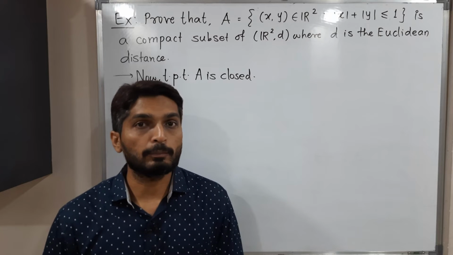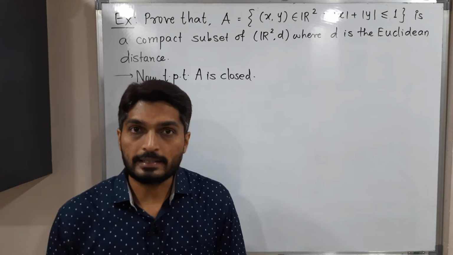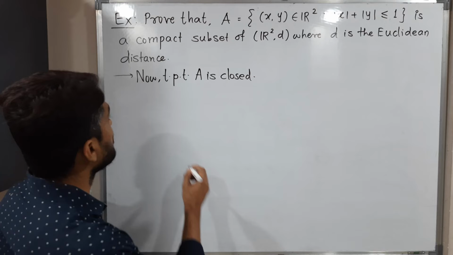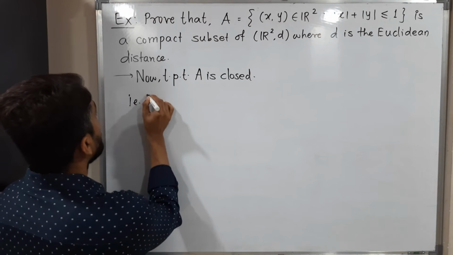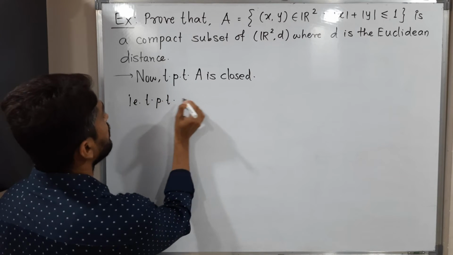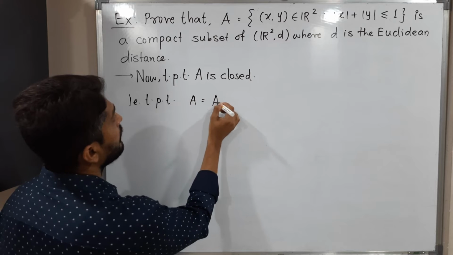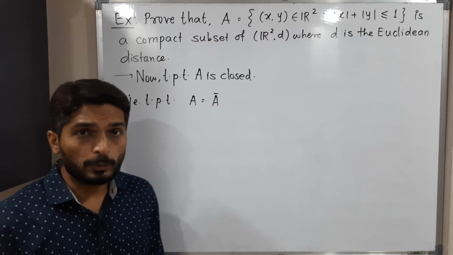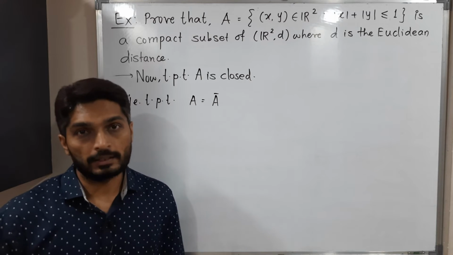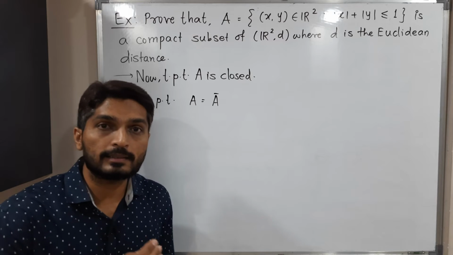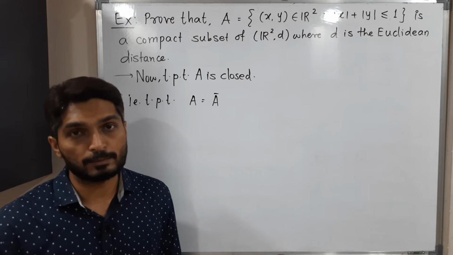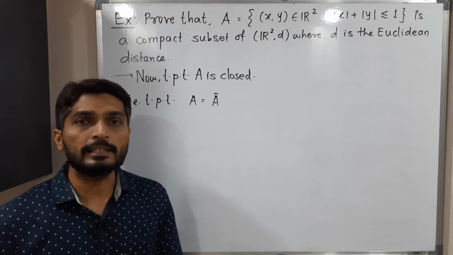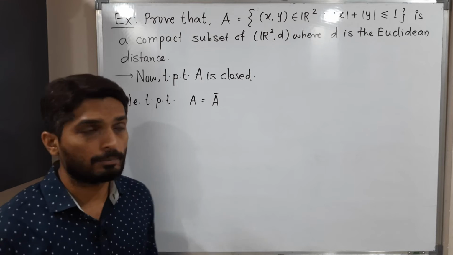So the third technique I am going to use, I am going to prove that A is equal to A bar. Let me mention here, that is to prove that A is equal to A bar. We have to prove these two sets are equal. That means we have to prove the first set is a subset of the second and the second set is a subset of the first. So I think one thing is obvious, that is A is a subset of A bar.